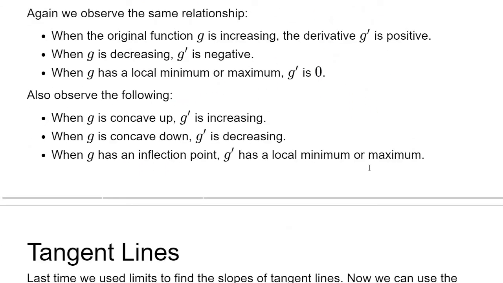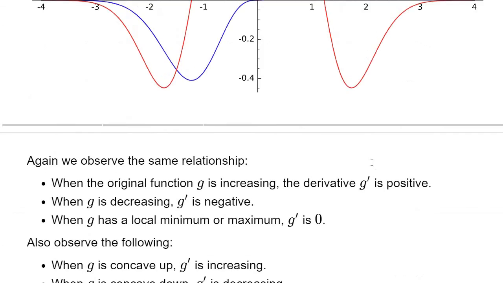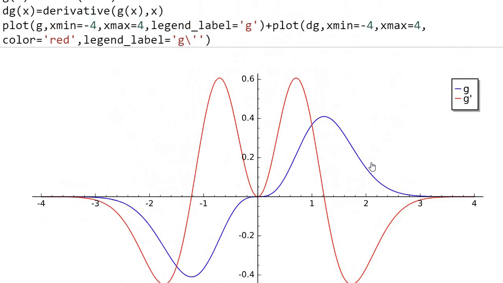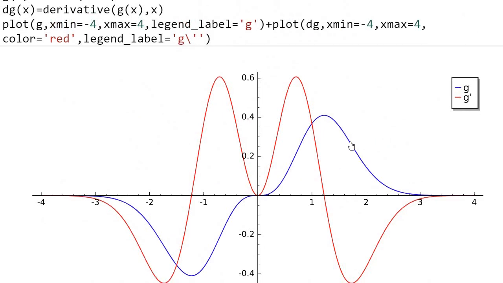Now we can also see some things about concave up and concave down. When the function g is concave up, the derivative is increasing. When the function g is concave down, the derivative is decreasing. Okay, so here's a portion of concave down for g. The blue is concave down. If you wrap your hand around the blue curve right here between, say, 1 and 2, your palm will point down. That's concave down.